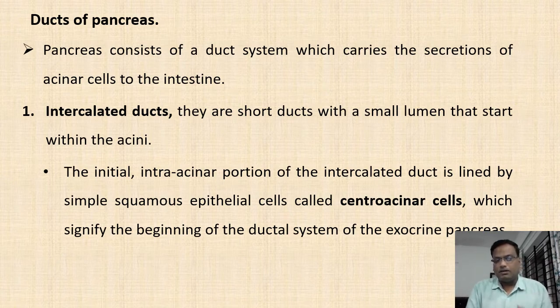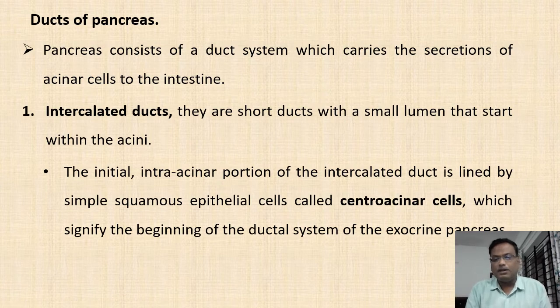Now here let us come back to the pancreas. The pancreas has a very complicated, its own duct system, and the first one is the intercalated duct. So they are short ducts with a small lumen that start within the acini. As I already mentioned, acini is a long tubular structure which appears oval in the cross section or in the transverse section. So the duct which forms the acini is called intercalated duct. The initial intra-acinar portion of the intercalated duct is lined by simple squamous epithelial cells.